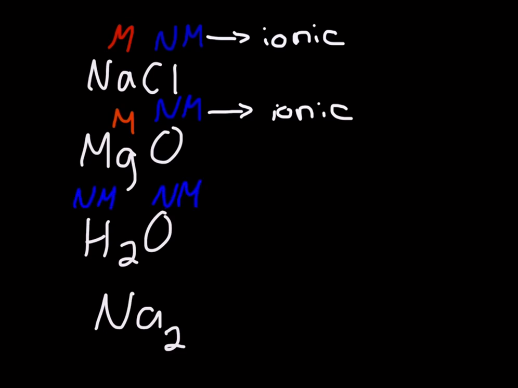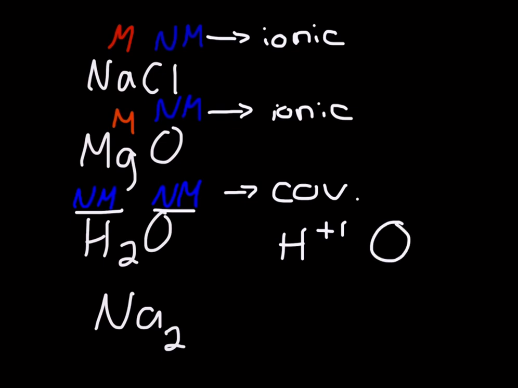Now onto water, H2O. It consists of 2 nonmetals, therefore it's going to be covalent. In order to determine whether it's polar or nonpolar, you have to subtract the electronegativities of hydrogen and oxygen. If the electronegativity difference is equal to or greater than 0.5, then the bond is considered to be polar covalent. If it's 0.4 or less, it's going to be nonpolar covalent.